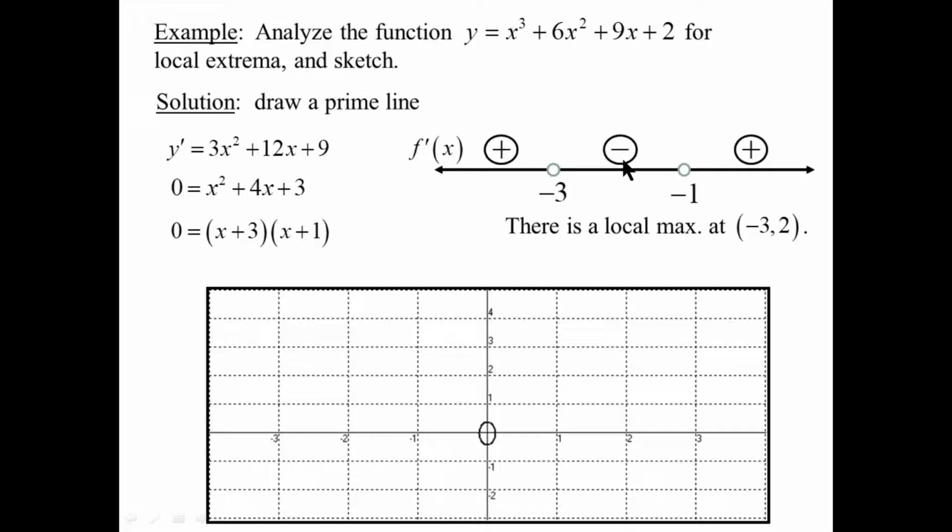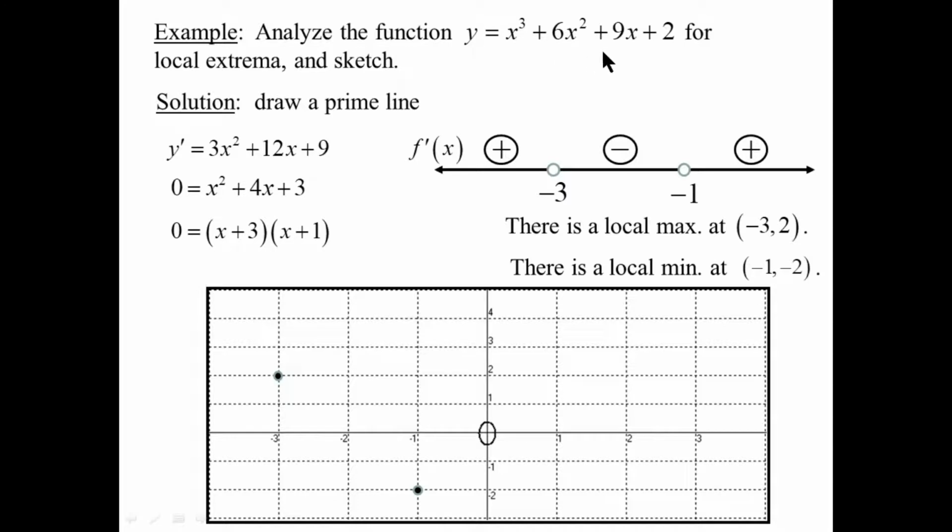Looking at this again, we have a descending function to an x value of -1 and then increasing. So that must be a local minimum. There's a local minimum when x equals -1, and we get the y value by plugging into the original function again. Putting these on our grid, we have (-3, 2), and we have (-1, -2).